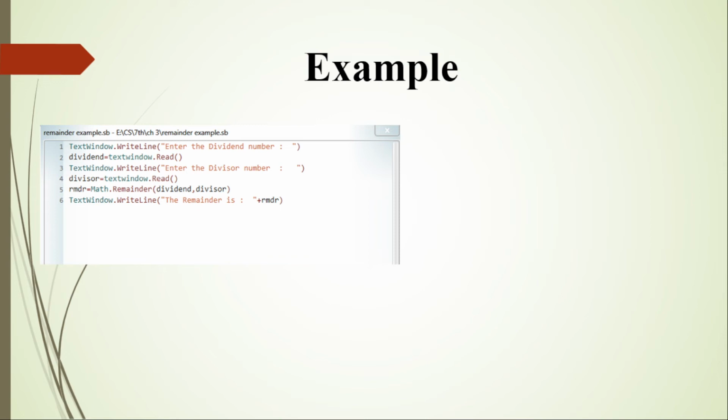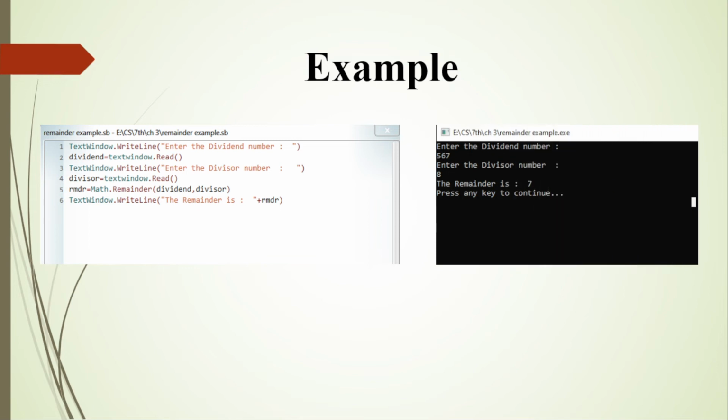The answer will be stored in the variable named RMDR. Then we display "The remainder is" plus RMDR. So here first we enter the dividend number, then we enter the divisor number, and the remainder will be displayed.